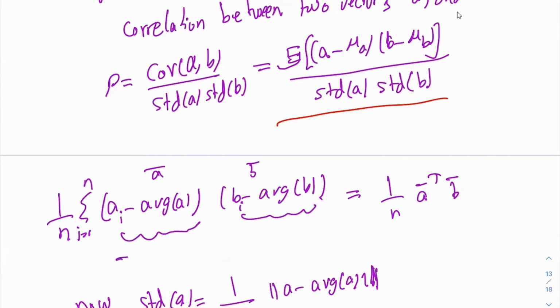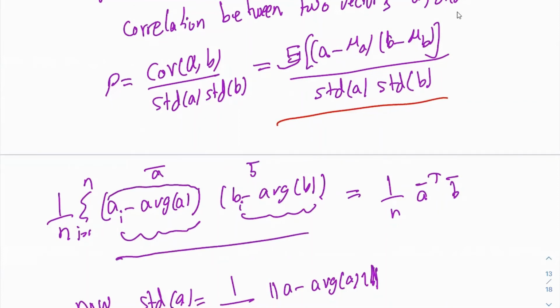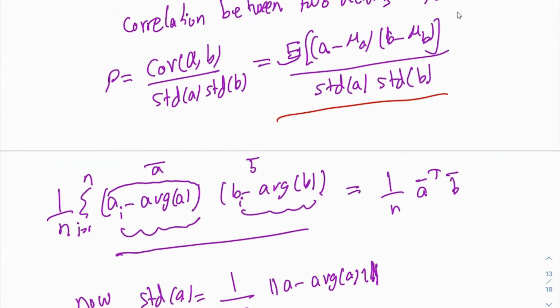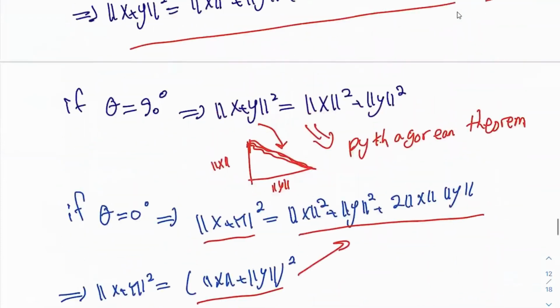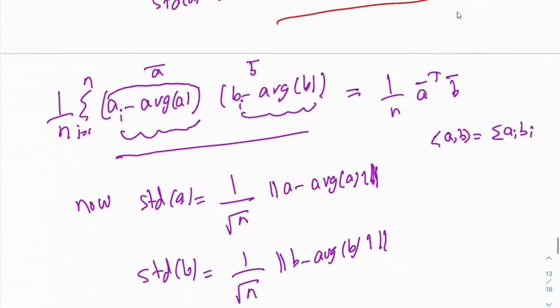What is this? I define this one, A_i minus its average, as A bar, and this one as B bar. So this is nothing but A bar transpose times B bar, right? This is a dot product. What was the dot product of A and B? Nothing but the sum of A_i B_i. Isn't that the same thing? I'm doing exactly the same thing here. This is very important. I'm going to call it equation 15.